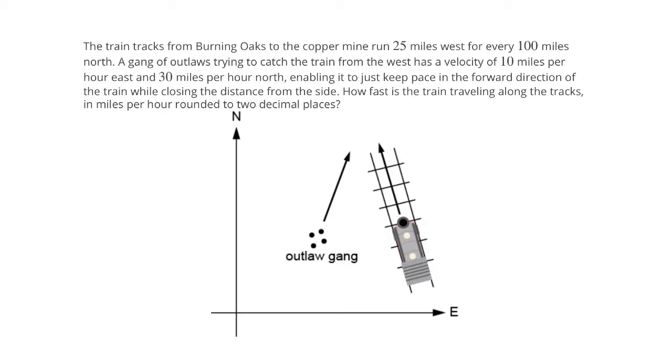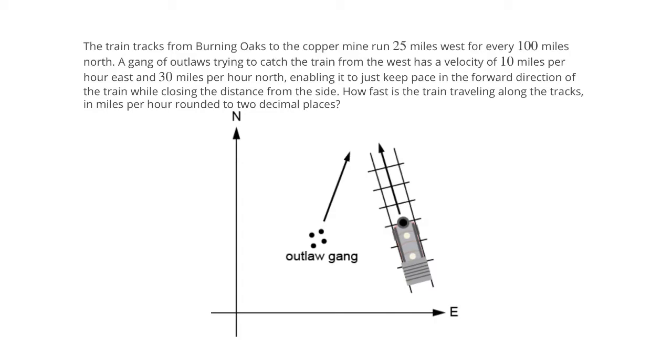In this problem, what we're given is that train tracks are running in a certain direction where they run 25 miles west for every 100 miles north. Then we have a group trying to catch the train that has a velocity vector of 10 miles per hour east and 30 miles per hour north. Their velocity enables them to just keep pace with the forward direction of the train. And so the question is, how fast is the train traveling along the tracks in miles per hour when rounded to 2 decimal places? So let's jump in and see how we can solve this problem.